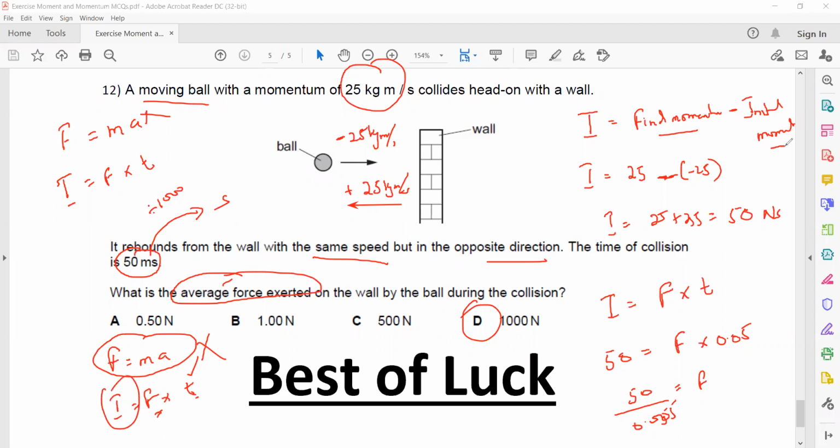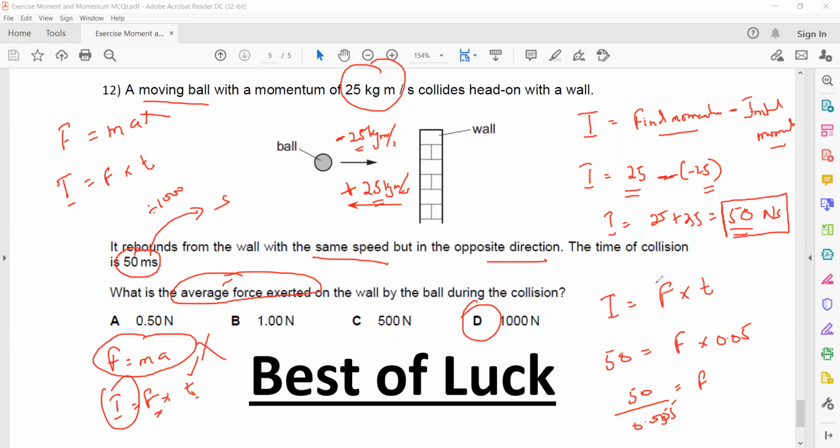Impulse is final momentum minus initial momentum. The final momentum is 25, and the initial momentum is minus 25. Why? Because the directions are opposite. So if the final is positive, the initial one should be negative. And when you calculate the change in momentum, it is final minus initial. So final is 25, initial is minus 25. When you solve, you will get impulse as 50 Newton second.